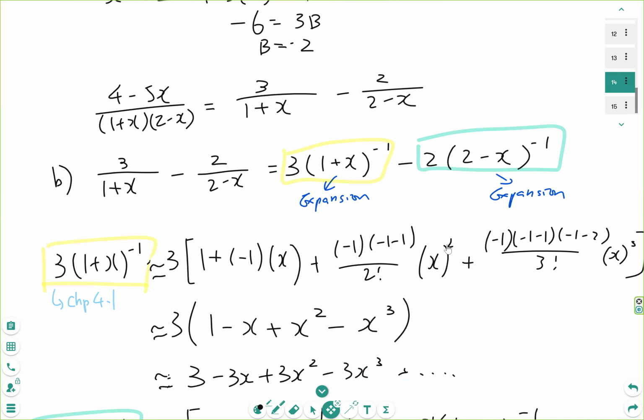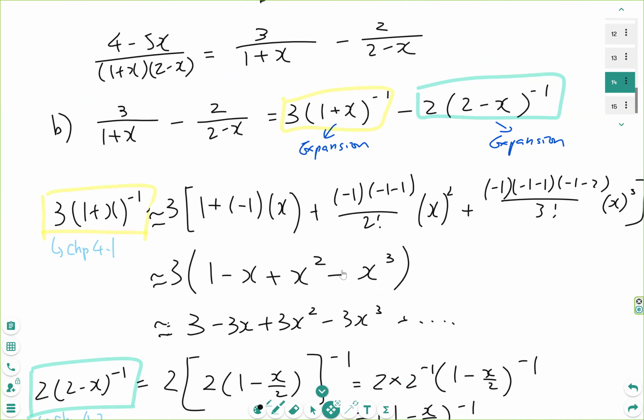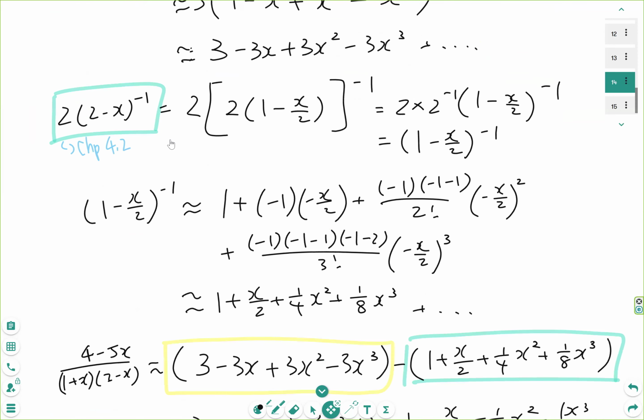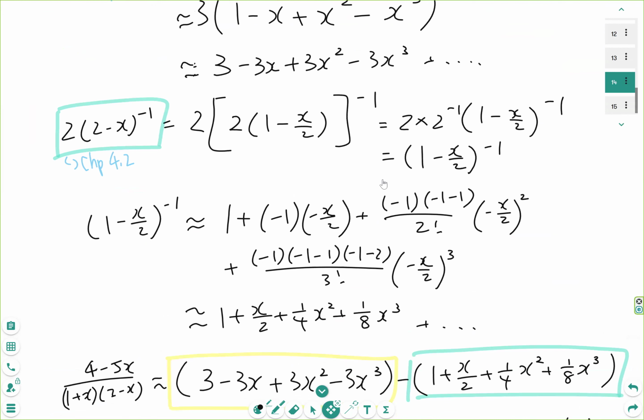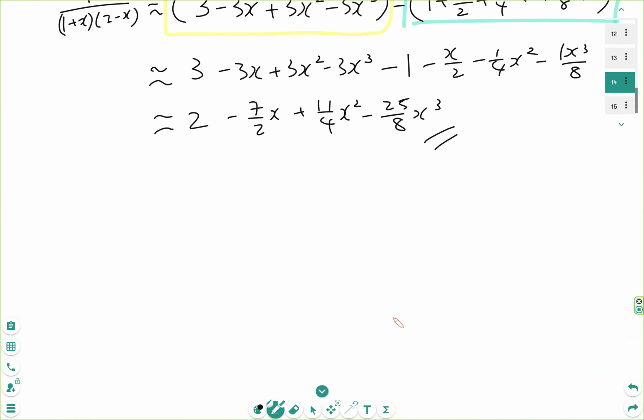State the range of values of x for which the expansion is valid. So we'll talk about validity. Let's do it one by one. Remember, we split into 2. So 3 times 1 plus x to the power of minus 1. The validity is the modulus of x less than 1. Now you might be wondering, what about the 3 on the outside? The 3 outside has nothing to do with the expansion. What matters for the validity is the expansion inside the bracket. So the 3 outside has nothing to do with it.